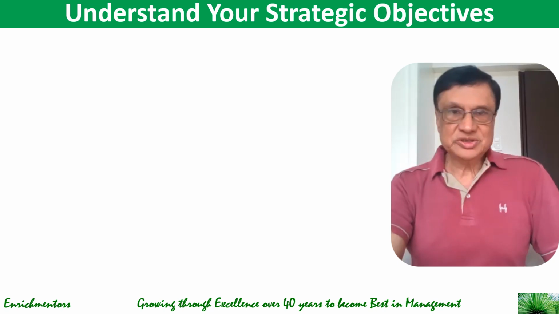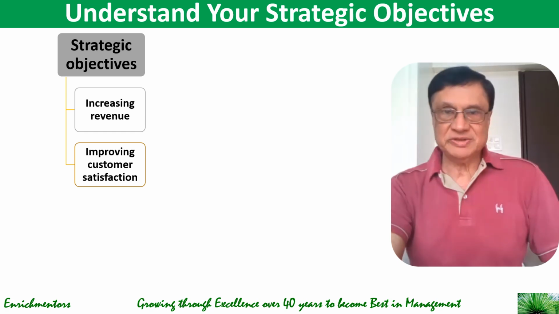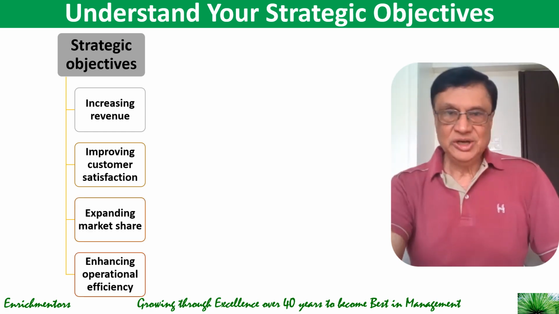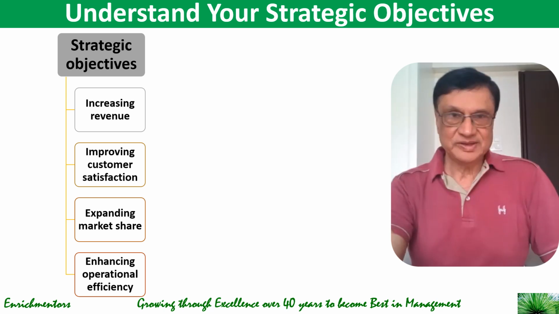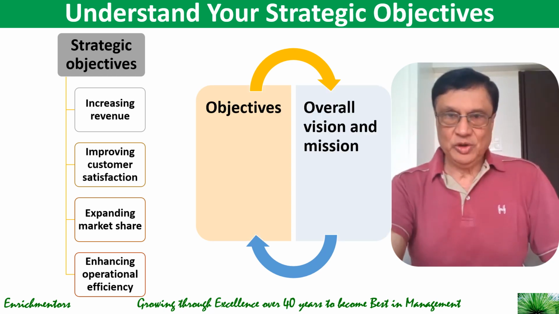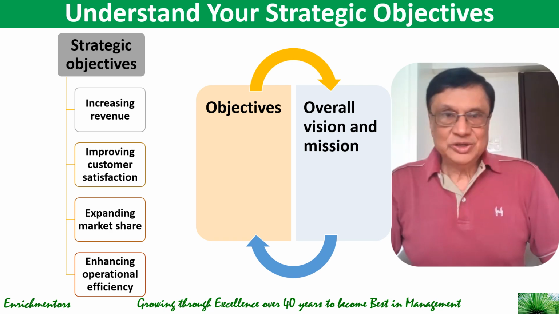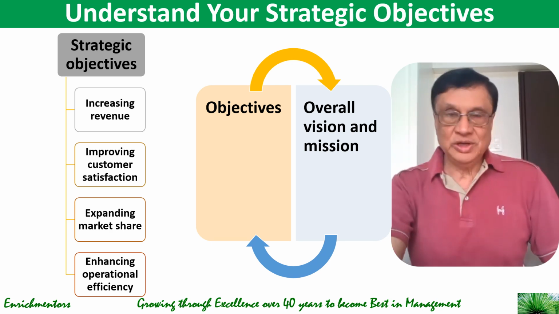So first, you need to understand your strategic objectives. There you need to clearly define your strategic objectives, and these might include things like increasing revenue, improving customer satisfaction, expanding market share, or enhancing operational efficiencies. So that is the first thing that you do. Then you need to ensure that these objectives are aligned with the overall mission and vision of your organization. So that alignment is very necessary. Only then would these goals be meaningful in terms of taking traction from the organization.